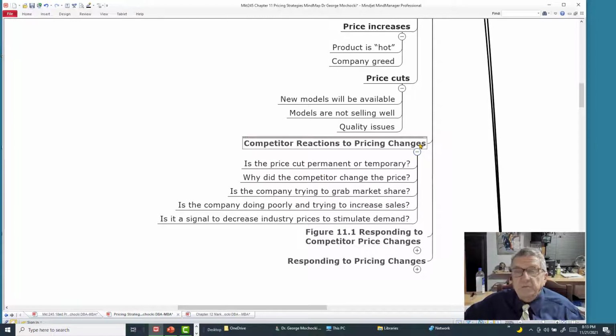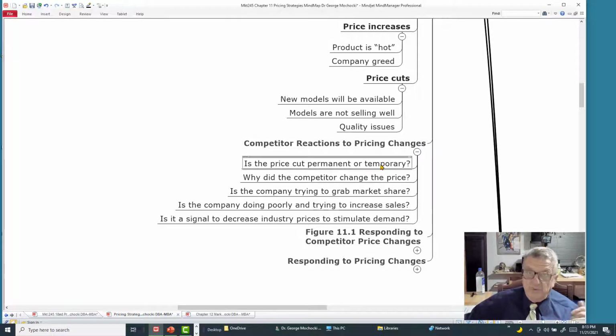Okay, competitors' reaction to prices. When I raise my prices or lower my prices, they could follow suit. If I'm lowering it, is the price cut permanent or temporary? Is this like penetration pricing they're doing? Is it a competition? Why did a competitor change the price?